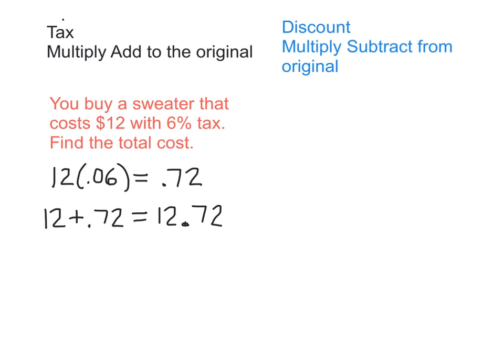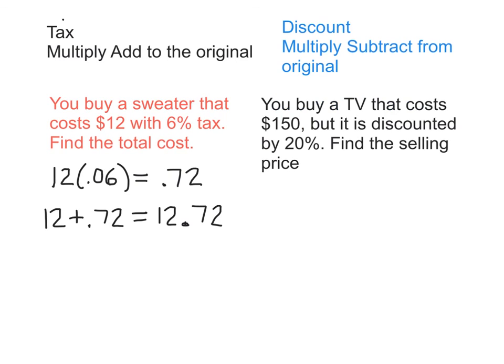All right, now let's go ahead and do a discount problem. So you buy a TV that costs $150 but is discounted by 20%. Find the selling price. So for this one, we're going to set it up the same way. We're going to take our initial cost and multiply it by the percent. And the percent, remember, as a decimal is 0.20.